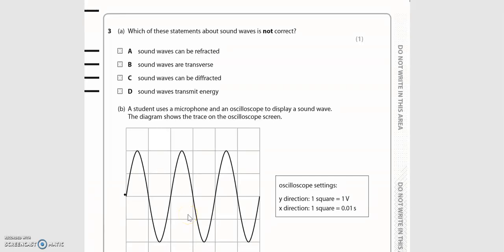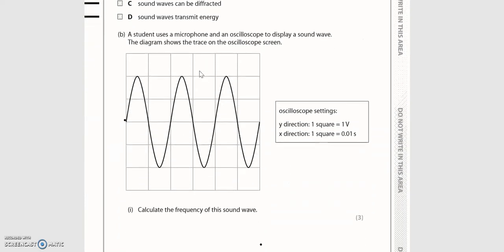Okay, question about sound waves. You've got 4 statements and you need to pick out the one that's not correct. So A, sound waves can be refracted. Yes, they can. Sound waves are transverse. No, they are longitudinal. Sound waves can be diffracted. Yes, they can. And sound waves transmit energy. Yes, they do.